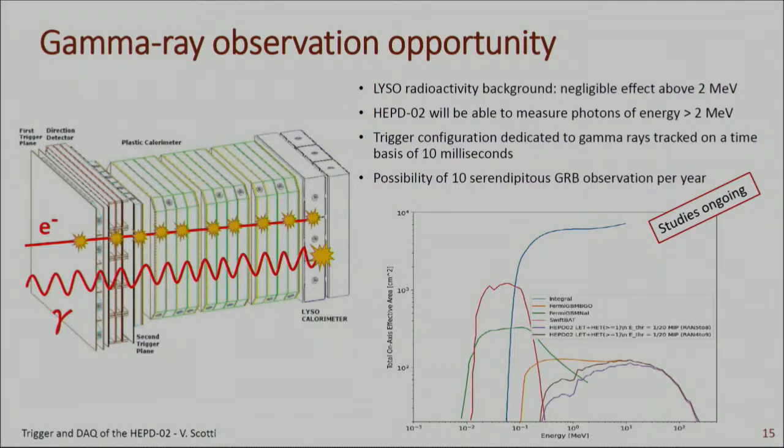Here you can see the sensitivity to gamma rays above 2 MeV compared with that of the instruments which are currently acquiring data at that energy, basically INTEGRAL and Fermi. Based on this study, we decided to also implement a trigger configuration dedicated to gamma rays, which will be tracked on a time basis of 10 milliseconds, because this will allow us to also detect gamma ray bursts if we are lucky. And if we are lucky, we can maybe detect 10 gamma ray bursts per year.